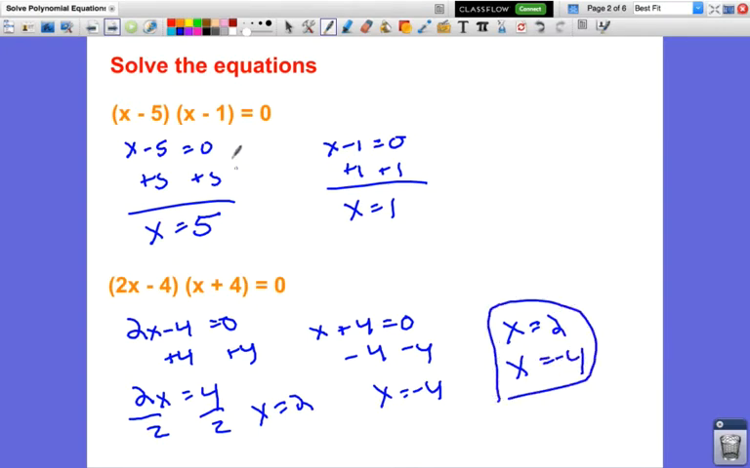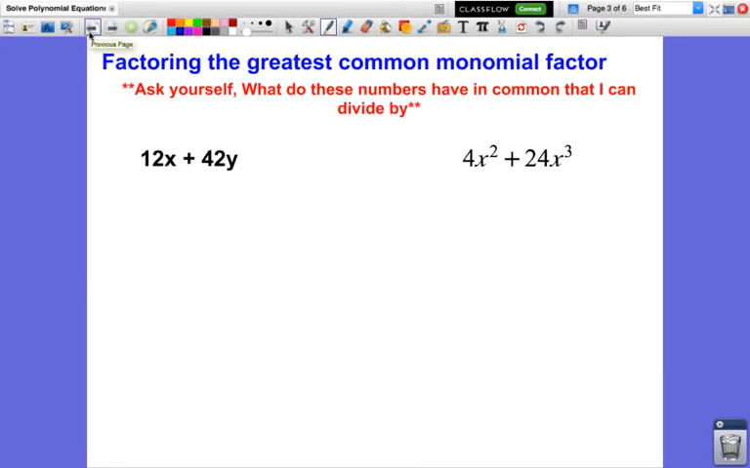And I'm done. So that is how we solve polynomial equations that are already pre-factored. Now what I want to talk about is factoring the greatest common monomial factor. So now I don't have any parentheses.